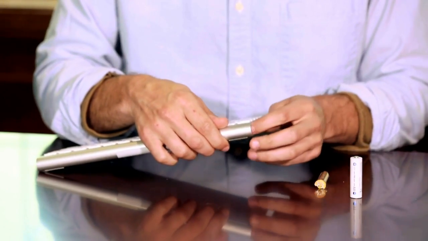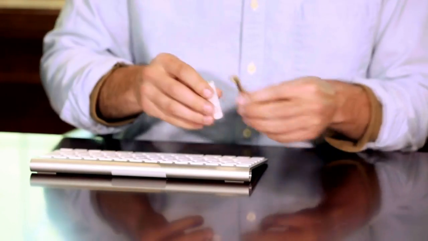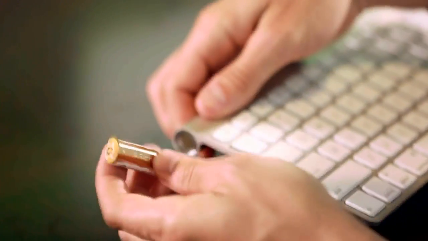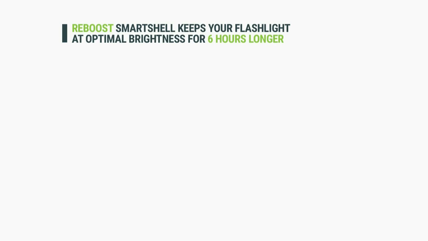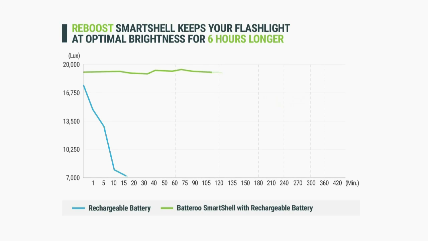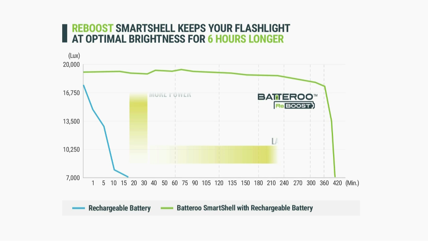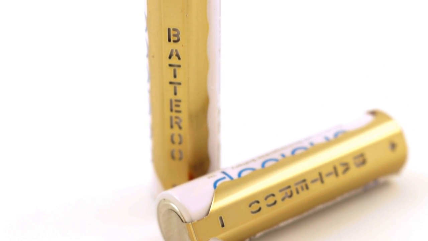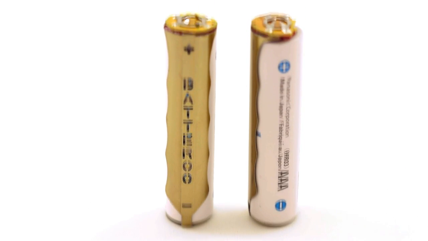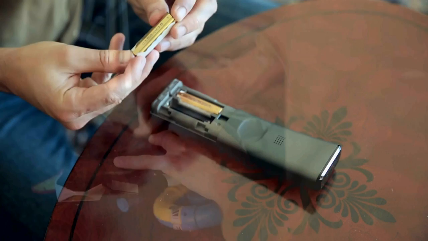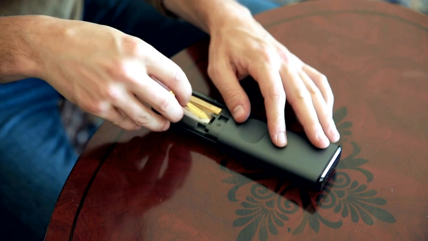Batteroo ReBoost Smart Sleeve and Smart Shell allow rechargeable batteries to replace disposable batteries in all of your devices. ReBoost doesn't stop there. Your devices will experience peak performance for longer with Batteroo's patented technology that continuously manages energy over the duration of a battery's charge. The ReBoost Smart Sleeve is a micro-thin sleeve that fits on AA, AAA, C, and D rechargeable batteries to safely boost voltage so rechargeables can be used in any device.